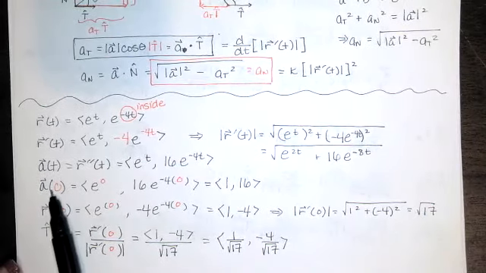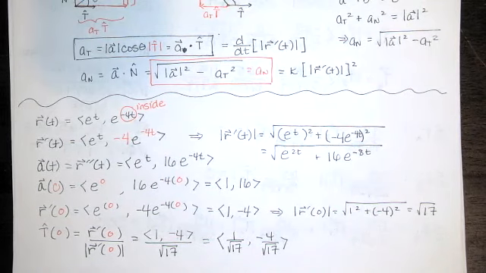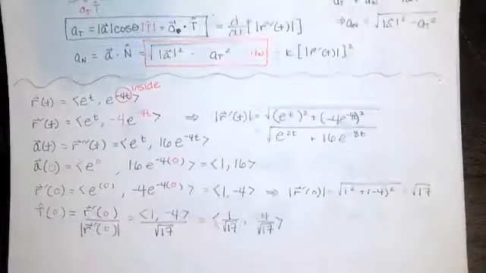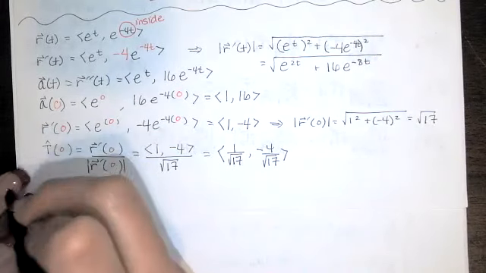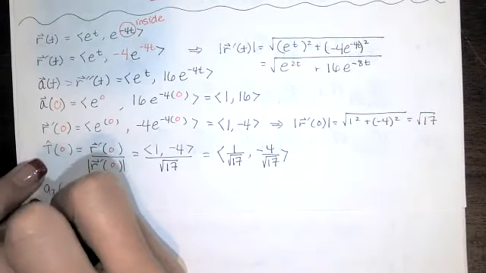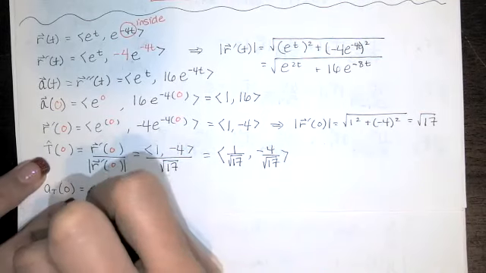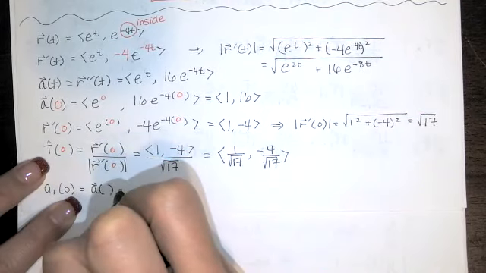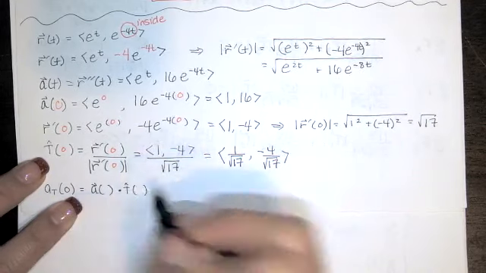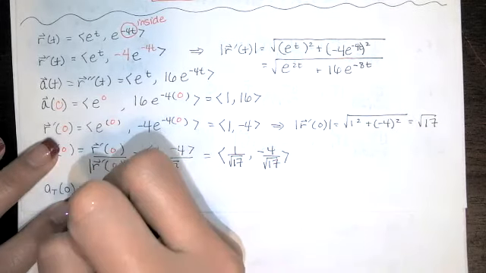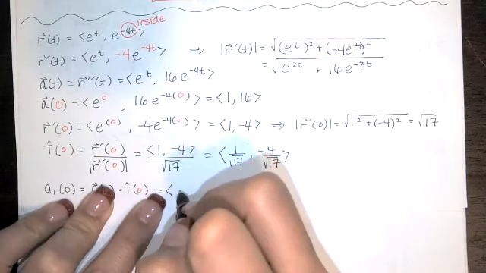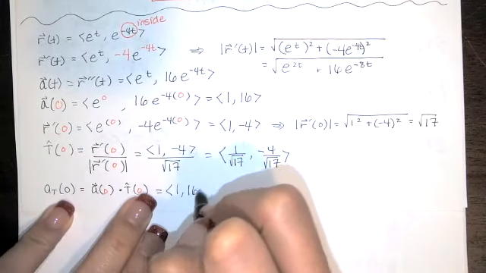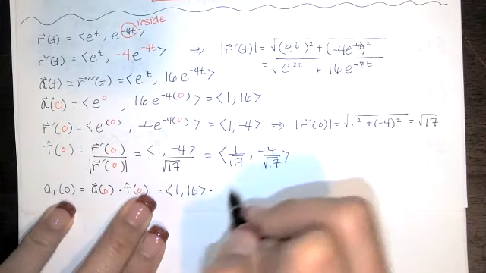So now that we've got the acceleration vector and the unit tangent, we're going to take their dot product to find a sub t at time t equals 0. And the acceleration vector at time t equals 0 had components 1 and 16, and then this was our unit tangent.